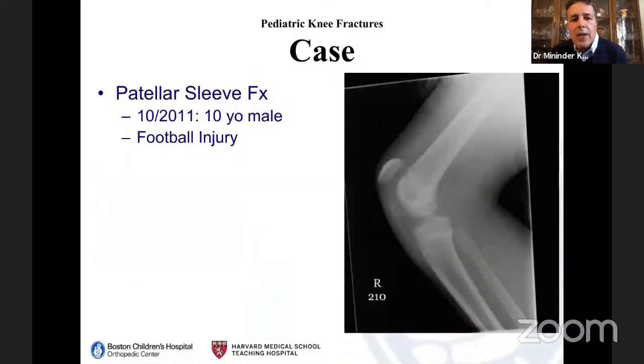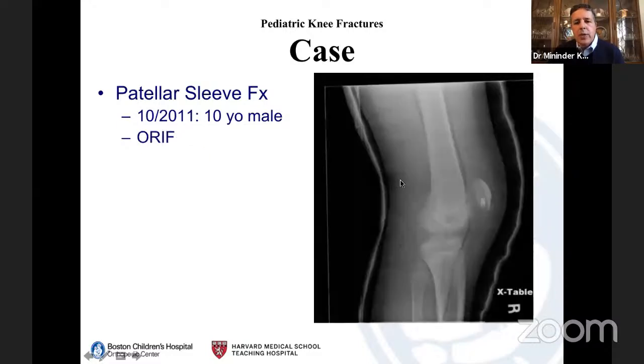This was a case actually that I just operated on yesterday. This patient initially had a patellar sleeve fracture in 2011. He was 10 years old. So here's his x-ray. Classic patellar sleeve, small piece of bone. You see the patella alta. This was treated with open reduction and fixation through drill holes and also metal suture anchor fixation. He went on to heal this.